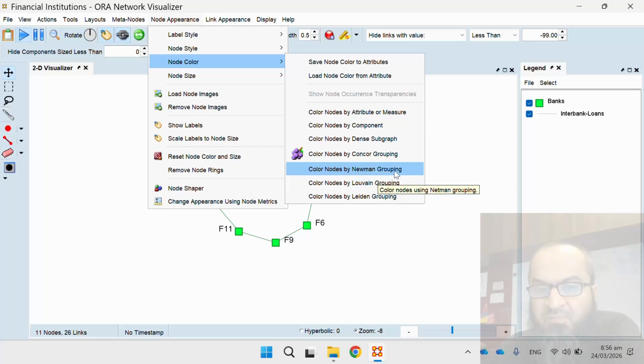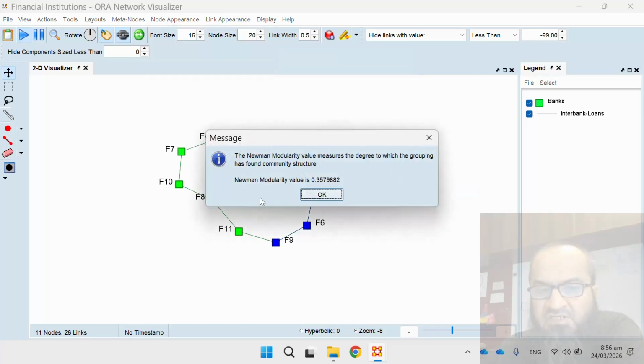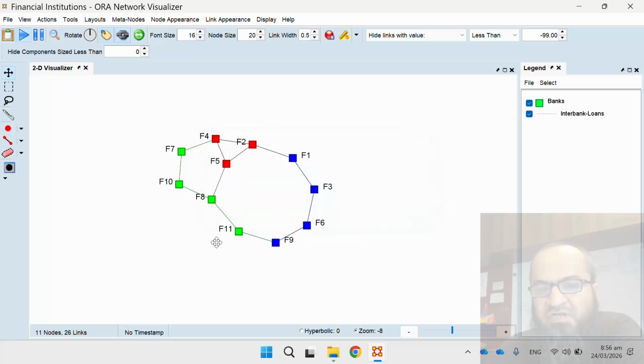Anyway, I push the Newman grouping and it says that Newman modularity is 0.35, a sort of moderate modularity. 0.35 means yes, there are modules that do exist. And okay, you see there are three subgroups identified, right? This is group 1 with blue color, group 2 with red color, and group 3 with green color. So the system has actually made three subgroups based on the Newman algorithm, based on the pattern of connections among the nodes.